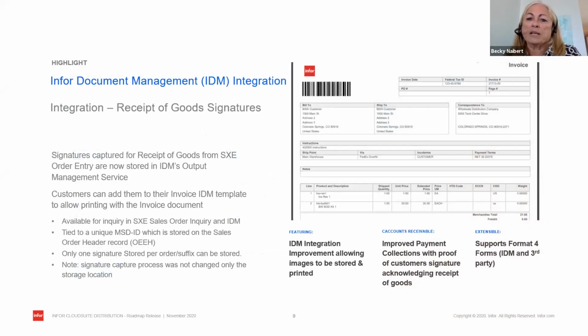One of the first features that I wanted to highlight under Cloud Suite distribution is we now can store that receipt of goods signature. You can capture it using the old Topaz devices. You can capture it using the SINPOS credit card device. And it's for receipt of goods. So the signature is stored in IDM. You can add it to your invoice template. Keith, we should have connected on that one. Maybe you could have shown that in your demo. My bad. But the process hasn't changed as far as capturing that signature. It is still the same.